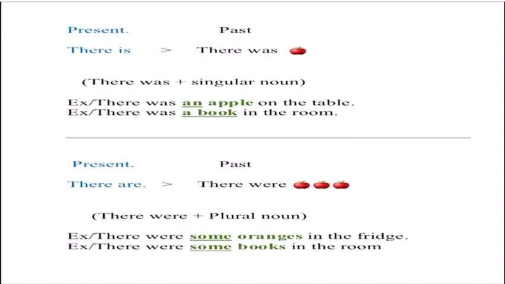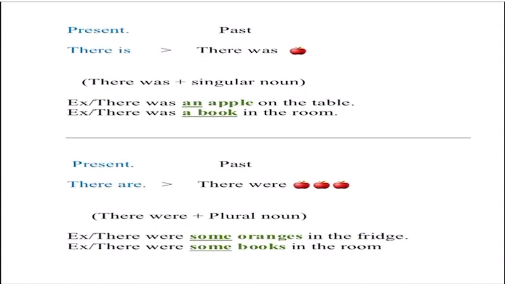There was an apple on the table. So I'm not talking about now, I'm talking about the past. Yesterday there was an apple on the table. So it's past, it's not for now. If it was for now, we can say there is an apple on the table. If I'm talking about yesterday, I'm saying there was an apple on the table. So I will change is to was.